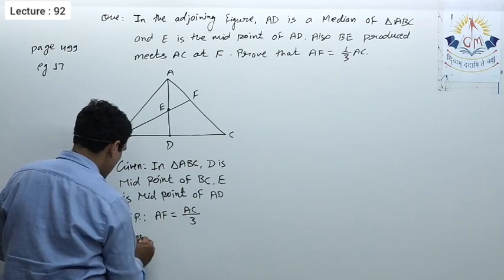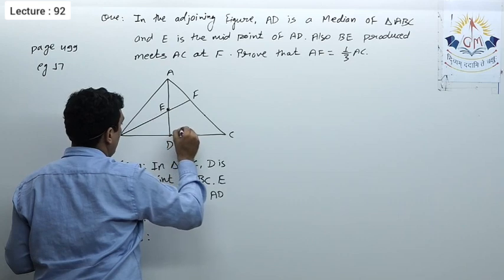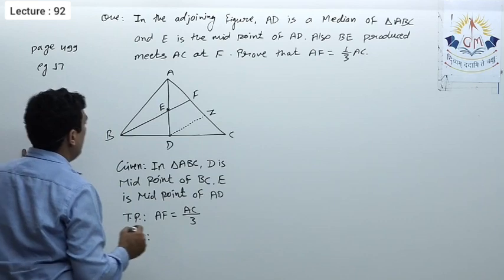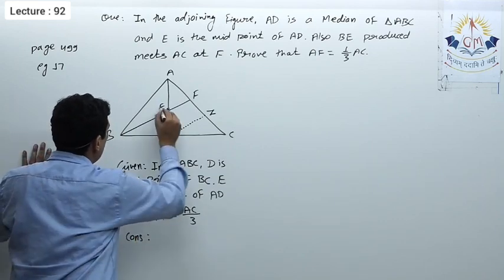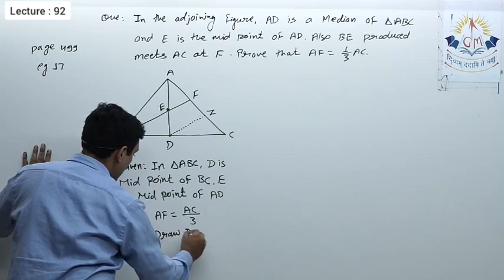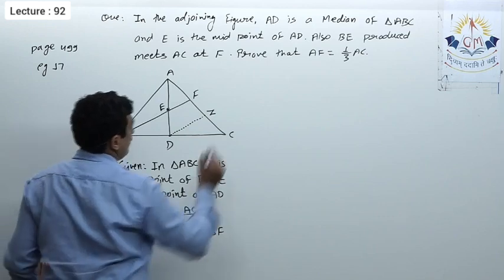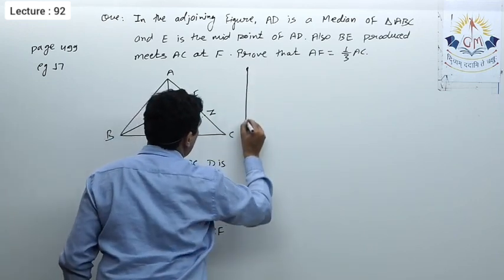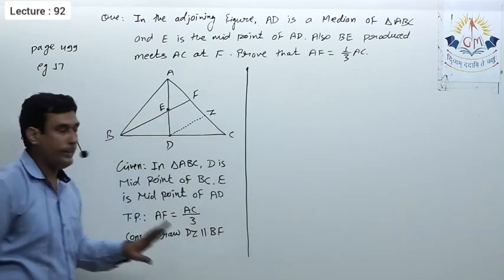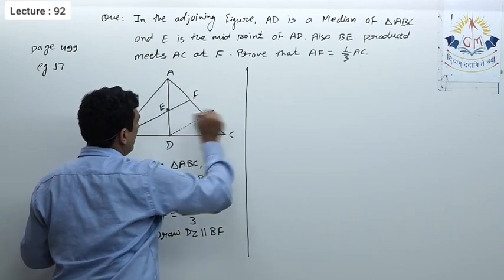A small construction is required over here. Construction: draw DZ parallel to BF. Okay, so now let us see its proof. It's not that much difficult. See, we have to prove AF equal to AC by 3. Now we have point Z, so actually we have to prove AF equal to FZ equal to ZC.